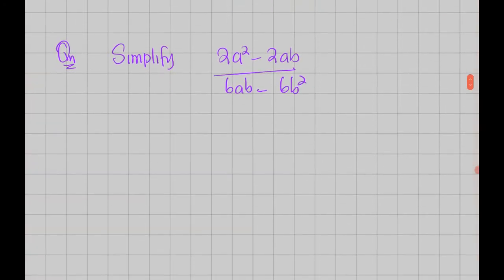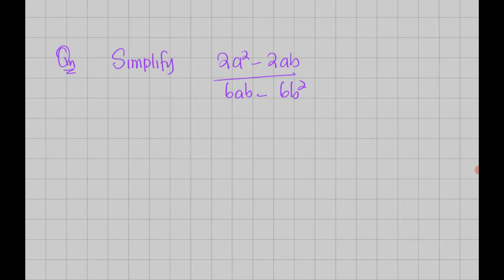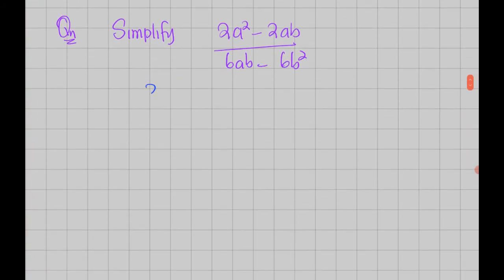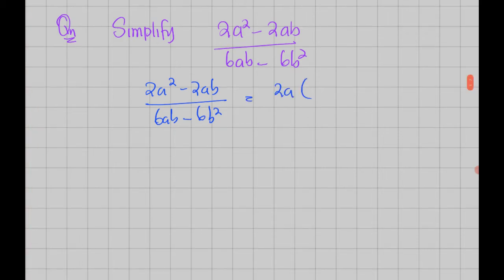So we have an example which says simplify 2a squared minus 2ab over 6ab minus 6b squared, right? We have to make sure that we factorize this expression first, and then we find common factors, like I've said before. So we write 2a squared minus 2ab over 6ab minus 6b squared. What's the common factor on the top there? It's 2a, right? 2a into 2a squared, what do you get? a. 2a into negative 2ab, what do you get? Negative b. Then we move to the bottom.